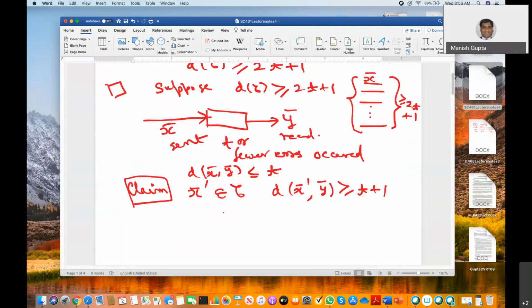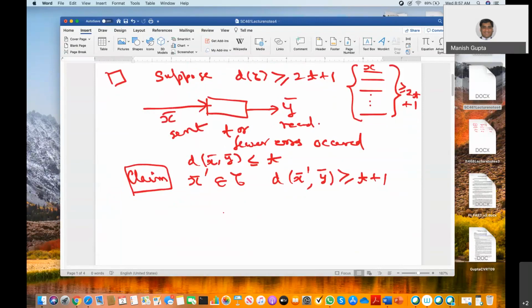Okay, so we need to now show only this portion. If X prime is any other code word, then d of X prime comma Y is at least T plus 1. It is more than T. Suppose it is not. Suppose the distance between X prime comma Y is less than or equal to T. Suppose it is the opposite side, right? This implies that I can compute the distance between X and X prime and see what happens.